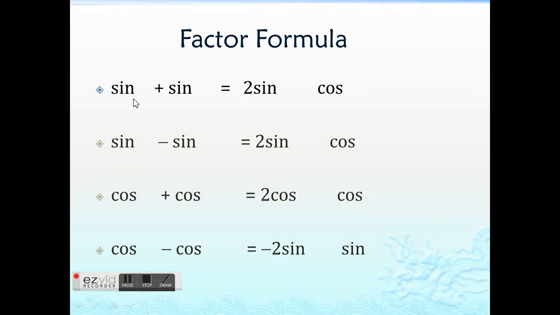Now let's relate the angles on the left and on the right. On the left, you have two different angles, A and B. When you see the plus sign, you will add both angles together first, divide by 2, then revert to A minus B, divide by 2. Notice that the angles on the left are different.